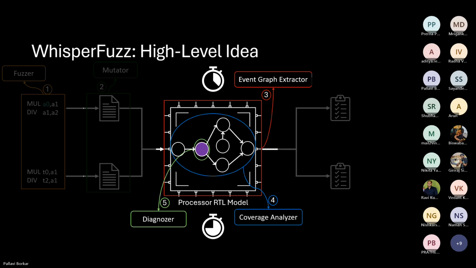Third, we need to generate the event graph from the given RTL. For this, we use the event graph extractor. The fourth module that we need is for extracting the coverage which has been achieved by the tool. And for this, we use the coverage analyzer. And the fifth module that we need is the diagnoser, which actually does the root cause localization.